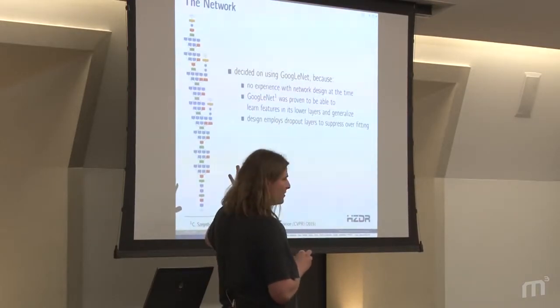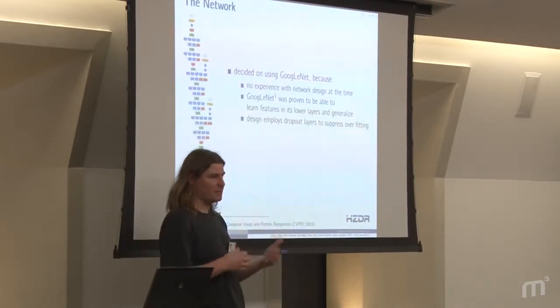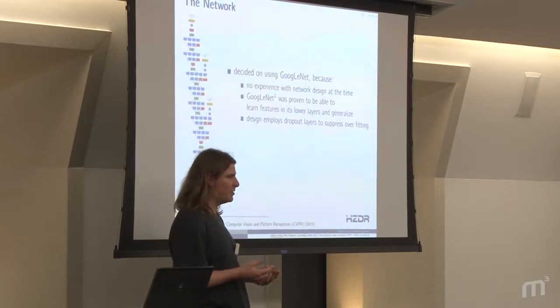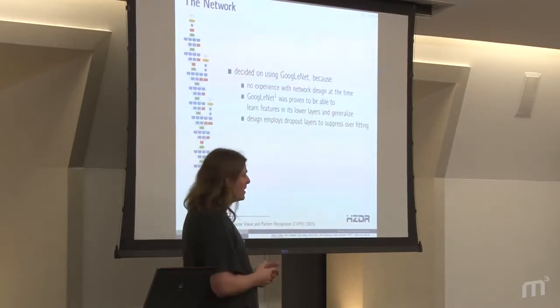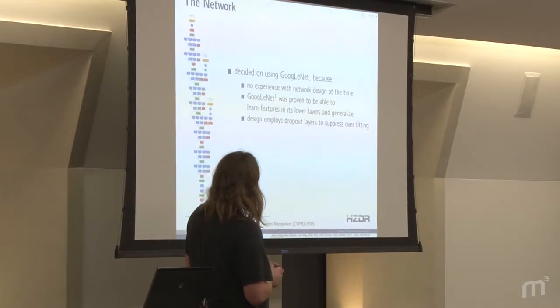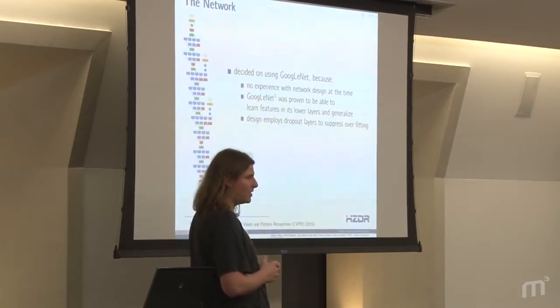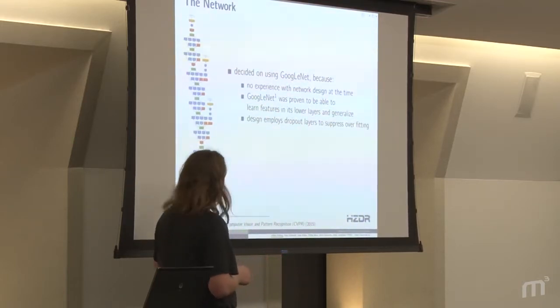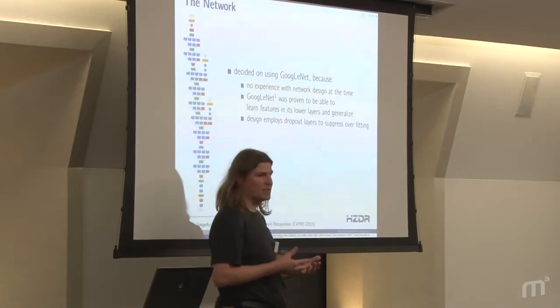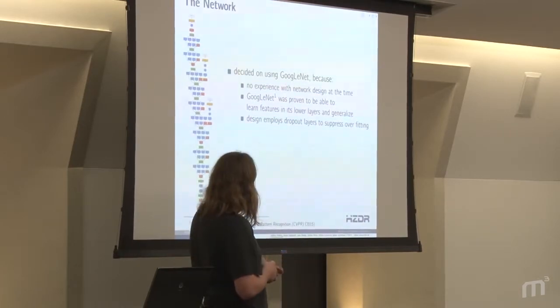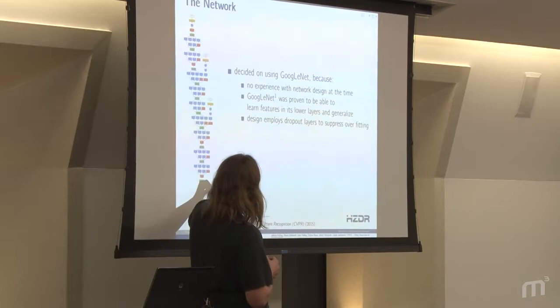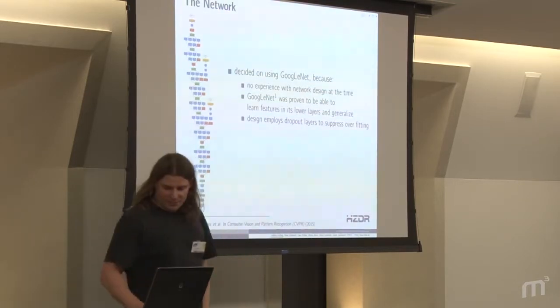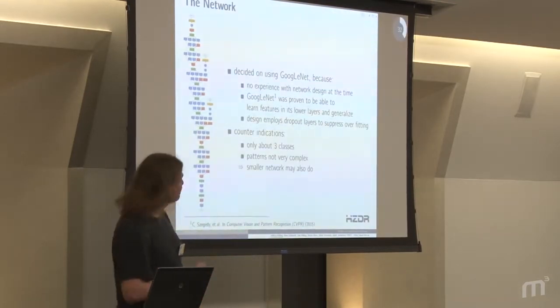At the time, we didn't have much experience in designing a network ourselves, basically. There are lots of things, especially the overfitting problem and such, which you need to take care of. And Google designed this GoogleNet for the ImageNet challenge, and it proved to work really well, and it's also not overtraining, even on rare samples. There are some measures in it, like dropout layers, which were used at the time. And yeah, so that's just what we are using there.